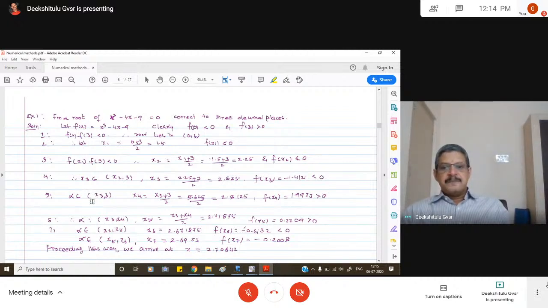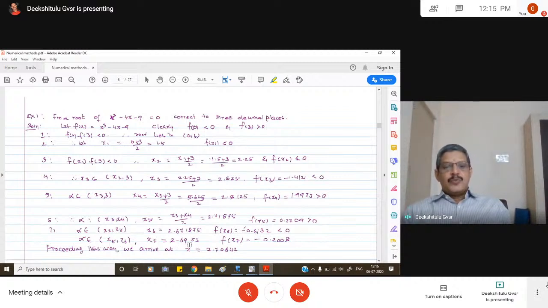So x3 is 2.625, x4 is 2.8125. The midpoint of that is 2.71875. So f of x5 is greater than 0. f of x4 greater than 0, f of x5 greater than 0, but f of x3 is negative. So the root lies between x3 and x5. Let us say x6 is equal to (x3 plus x5) by 2. It comes out to be 2.61875, and f of x6 is less than 0 again. So f of x6 less than 0, f of x5 greater than 0, the root lies between x5 and x6.